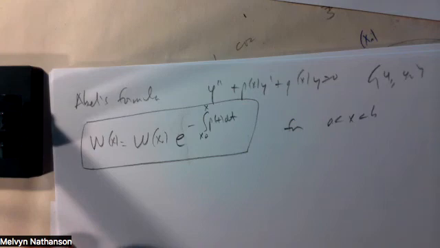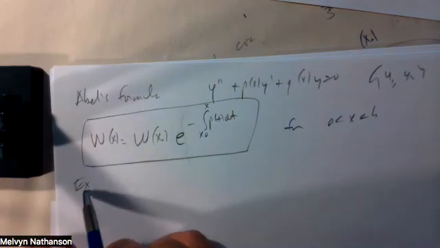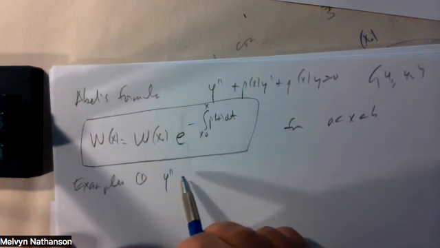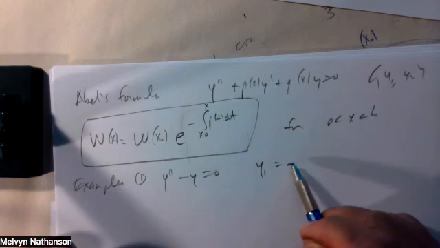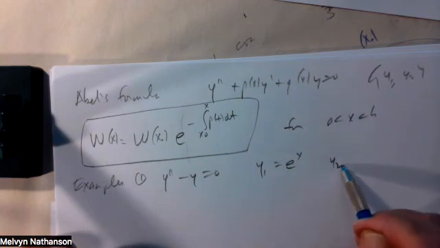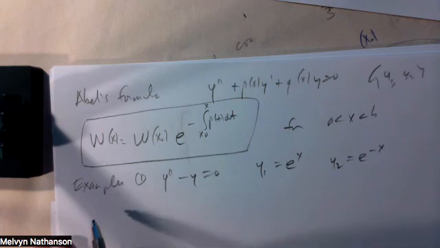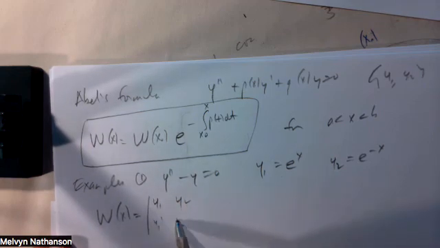So let's try to calculate this for the three examples we looked at already. The first example we looked at was the differential equation y double prime minus y equals 0. And we had two solutions, y1 equals e to the x, and y2 was e to the minus x. And this is a fundamental set of solutions. So what is the Wronskian in this case? So this is y1, y2, y1 prime, y2 prime.